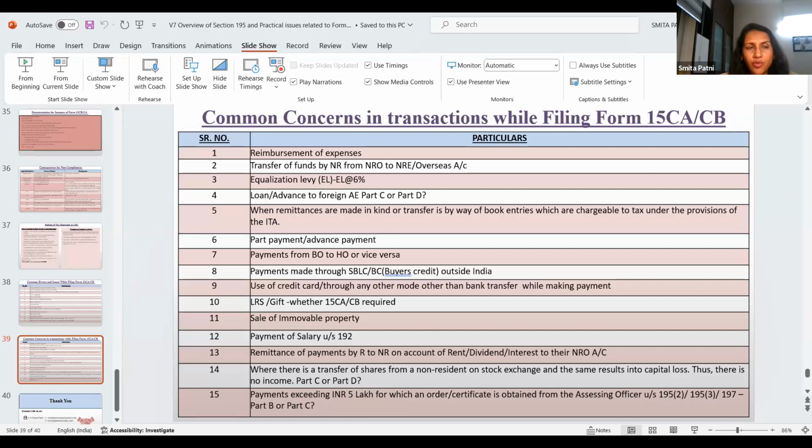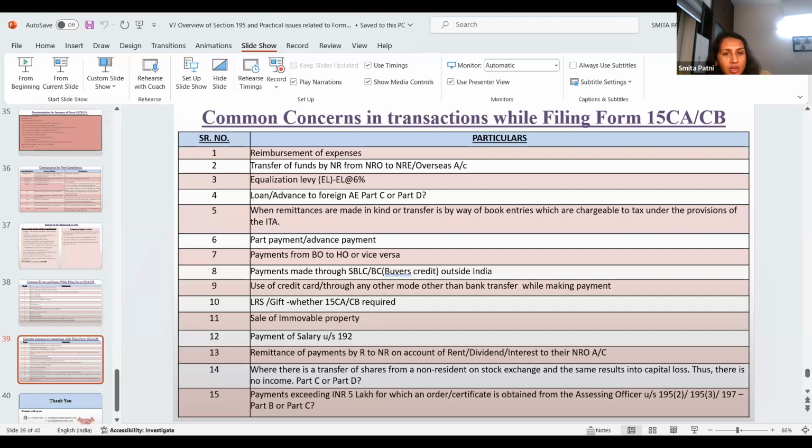Then again, in case of a share transaction, you can go for the 15CB zero rate, and then you can say that tax is not there because we have obtained a 195(2)(3) order. In case the banker pursues you or forces you that you have to give 15CB, otherwise Part C for lower TDS or Part D for this.